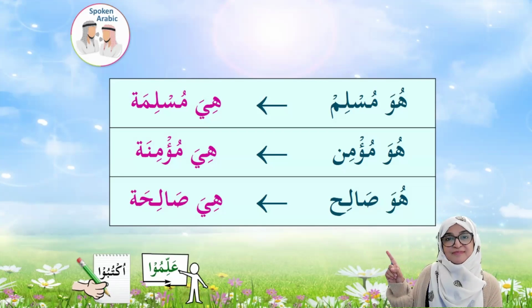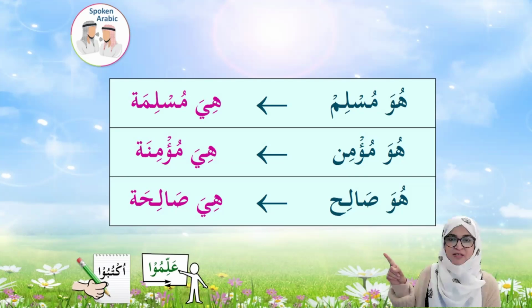He is a Muslim. What's the meaning of huwa mu'min? He is a mu'min. Okay. What's the meaning of huwa salih? He is salih.